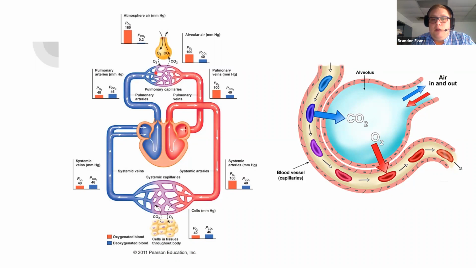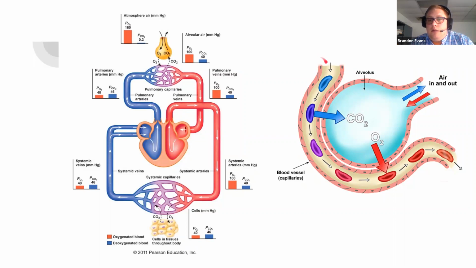And so this is where we have that metabolic exchange. Here we see our atmospheric pressure at 160. They've increased it to 160 instead of 159. Then we take these numbers, the PO2 and the PCO2, and we implement that here in the alveoli, in this picture of the alveoli. Again, the rule of gases: they're going to go from a higher concentration to a lower concentration.